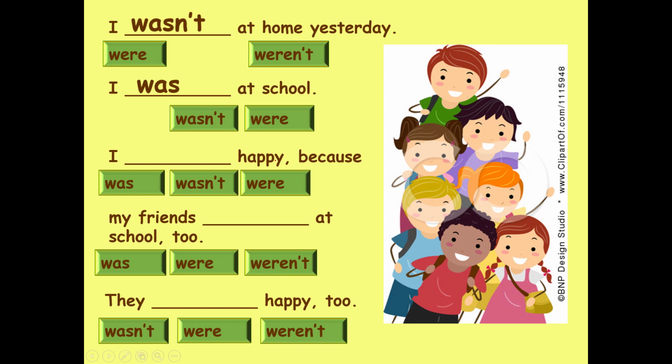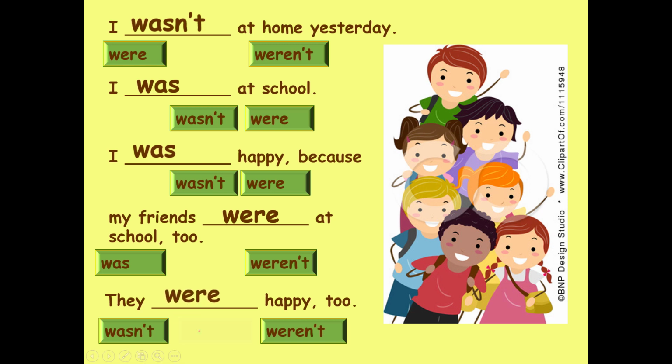Next one, I happy because my friends at school too. Aquí tenemos, we have two in one. Yeah! Si tus respuestas fueron was and were, you are correct. The next one, they happy too. Yeah! If your answer was were, you are correct.